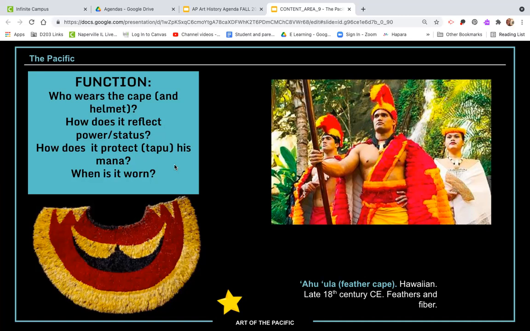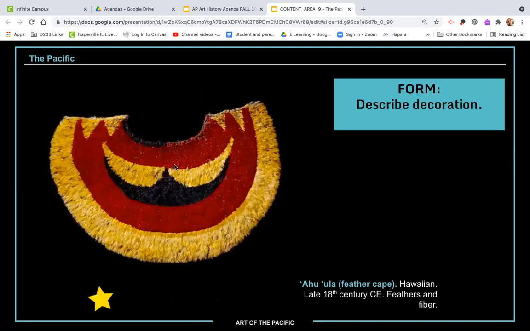Now, if you were going to go to war, would you want to be wearing a feather cape? Not really. But that tapu protects his mana. The songs, the history, how it's placed on him protects him from harm. Sadly, it did not protect Captain Cook. So if we were going to describe the form, actually, there's a couple other power images that we'll talk about too, but it'll come after we look at the form.